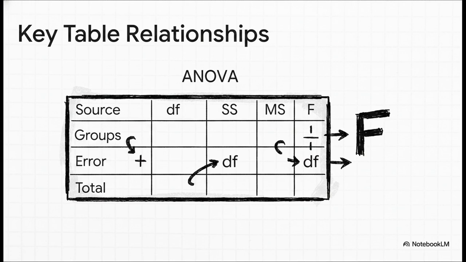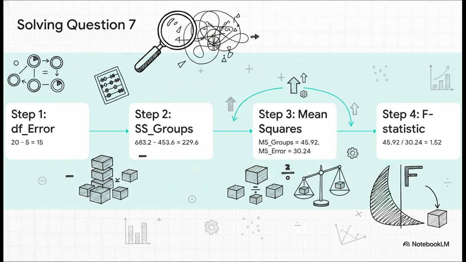It's actually pretty simple. First, the two columns on the left, degrees of freedom and sum of squares, they just add up. The groups row plus the error row equals the total row. Simple. Then, to get the mean square, or MS, you just divide. It's the sum of squares divided by the degrees of freedom for that same row. And finally, the big one, the F statistic is just one MS divided by the other. MS groups on top, MS error on the bottom. So let's use those rules right now to solve question 7 together.